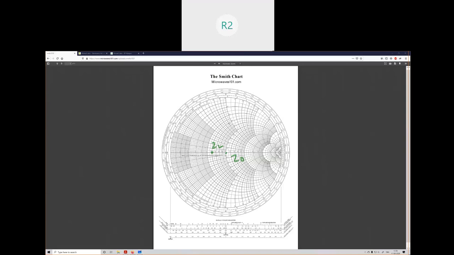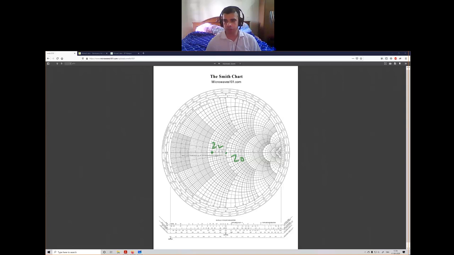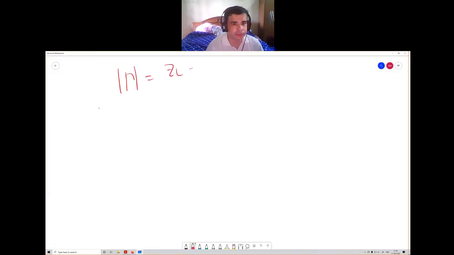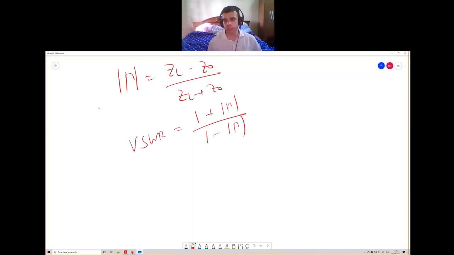Reactance does not change, right? Anything else does not change? The load impedance will not change, the load impedance is the same, and the characteristic impedance will also not change. Okay? So, mod of gamma, which is simply ZL minus Z0 by ZL plus Z0, will not change. And VSWR, which is 1 plus mod gamma over 1 minus mod gamma, will also not change. Is it okay? Because they are functions of ZL and Z0 only, and ZL is fixed and Z0 is also fixed. So these will not change. Do you agree with me or not?